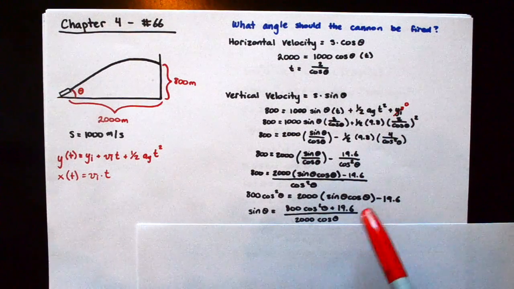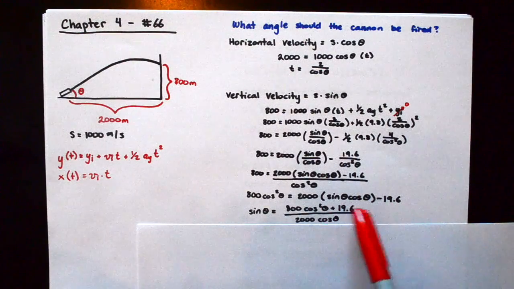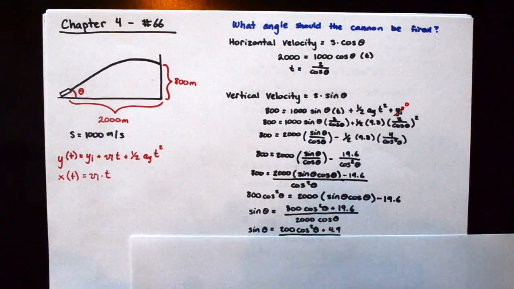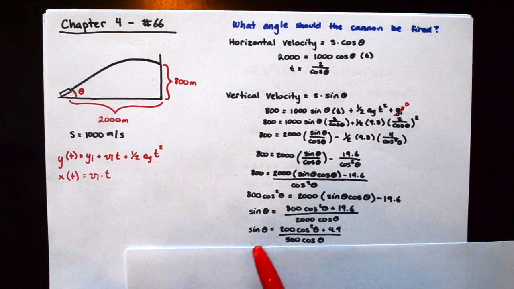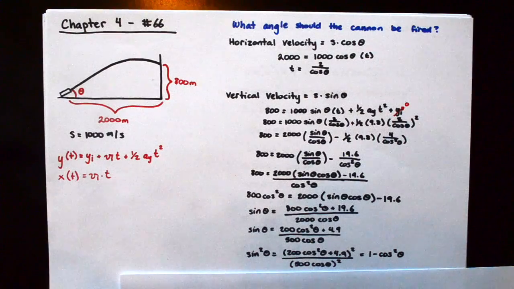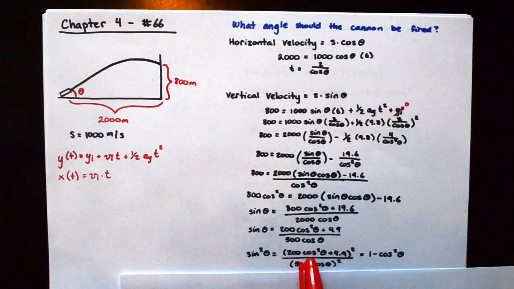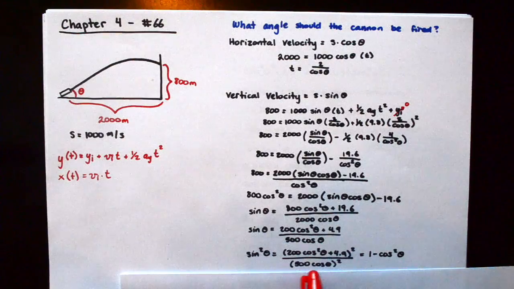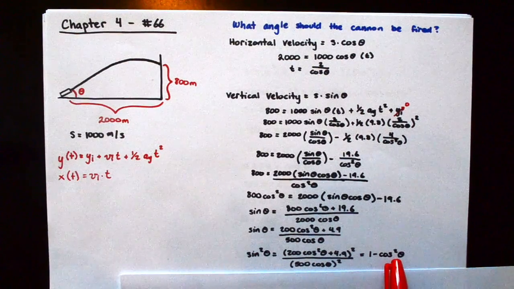And then we're going to distribute everything to get sine by itself. So we're going to get 800 cosine squared plus 19.6 divided by 2,000 cosine. So then we can divide this entire side by 4 to get 200 cosine squared plus 4.9 over 500 cosine. And then once we square both sides, we get sine squared theta equals 200 cosine squared plus 4.9 squared over 500 cosine theta squared. And sine squared theta equals 1 minus cosine squared.